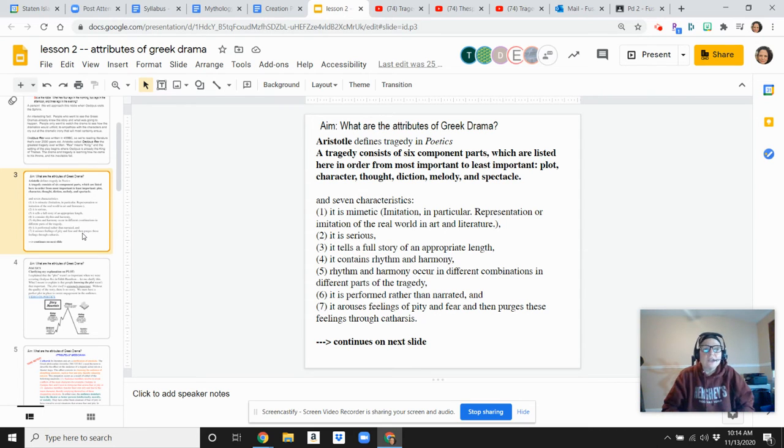So if you take note of the action in the beginning of the play, you'll notice that there are very long speeches by Oedipus, very long speeches by the priest. So the exposition just takes more time. But when you're getting into the climax, you're going to notice stichomythia, which is a quick back and forth between characters, and that rhythm and harmony creates suspense, and that's what he means by that. Then it's performed rather than narrated.